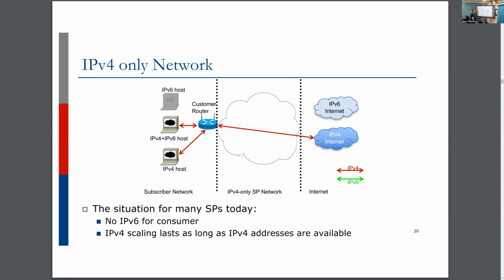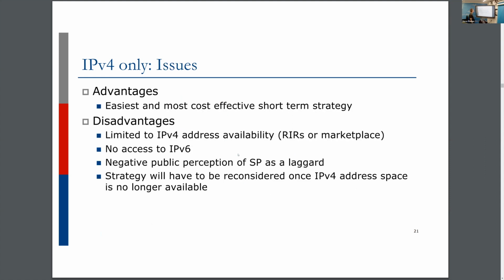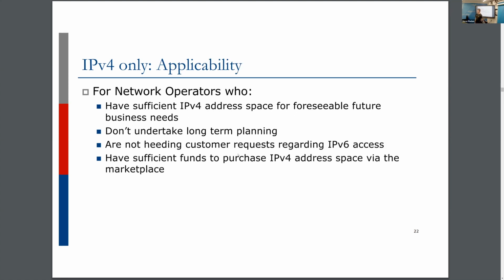So if you're a V6 only host in here, you can't see anything. If you're V4 and V6, you can see both. But my upstream only has V4, so I can't see the V6 internet. And my V4 host doesn't care. So this is a cost-effective strategy. Don't let anybody have V6, but you're missing out.